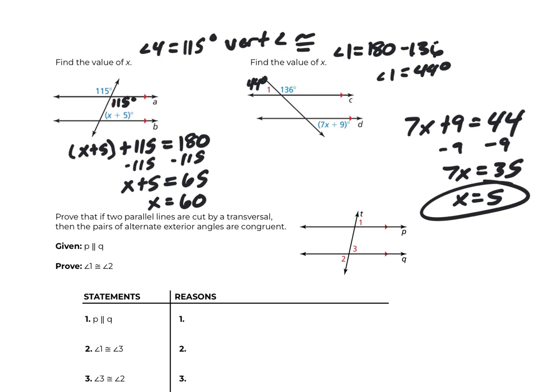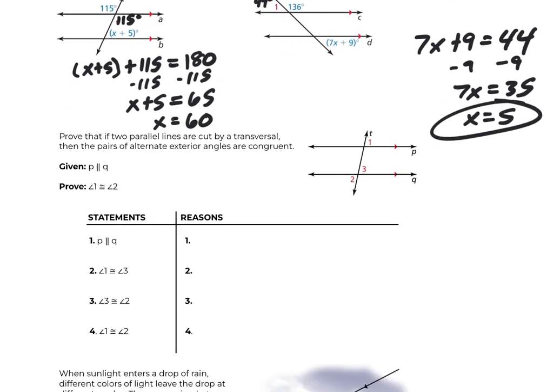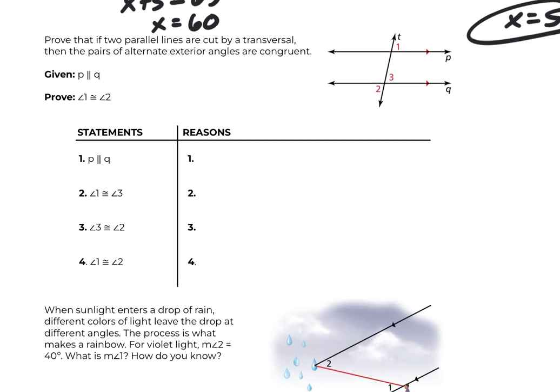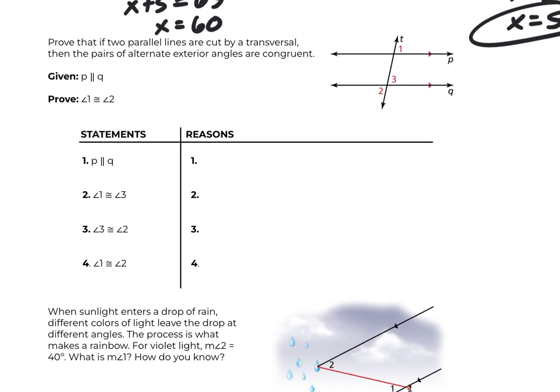Okay, we didn't have a proof yesterday, but today we get to do a proof. Not have to, get to, right? There's a big difference there. I know you guys had so much fun with them in chapter 2 that we said, well, might as well do some more proofs, right? All right, so here we go. Prove that if two parallel lines are cut by a transversal, then the pairs of alternate exterior angles are congruent.